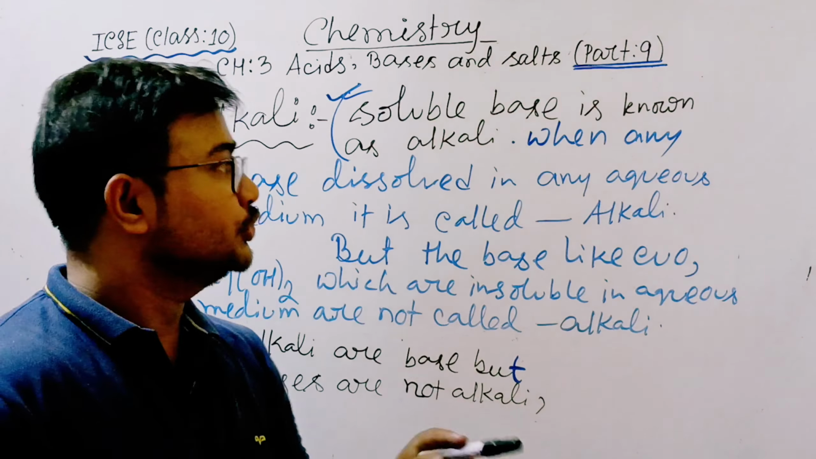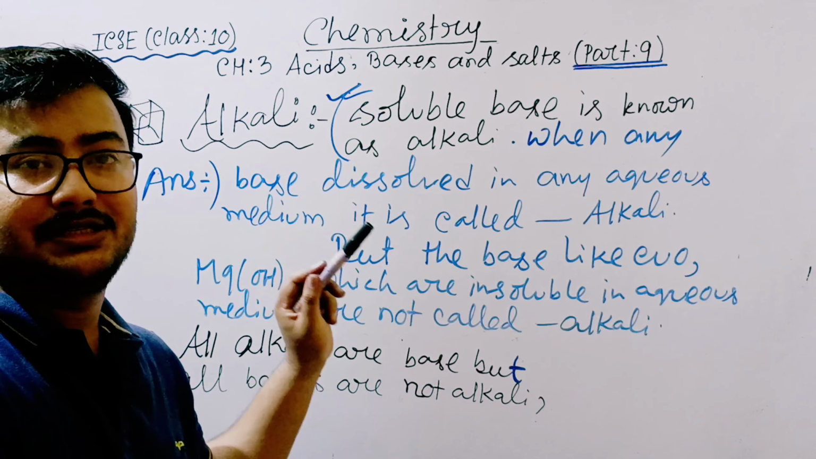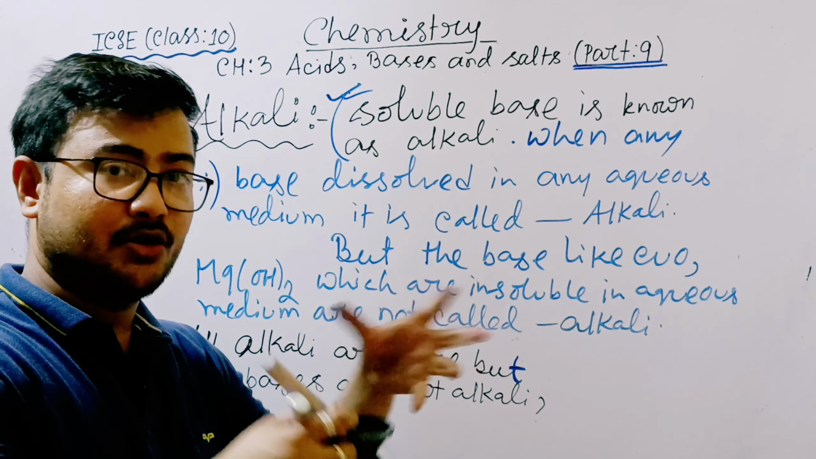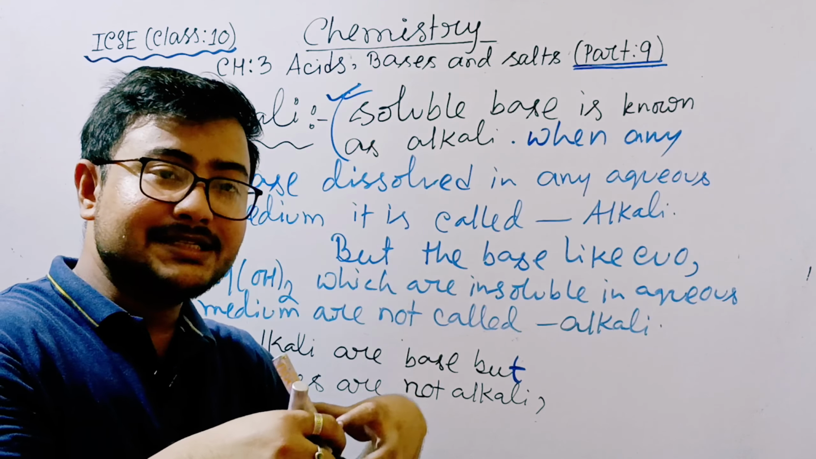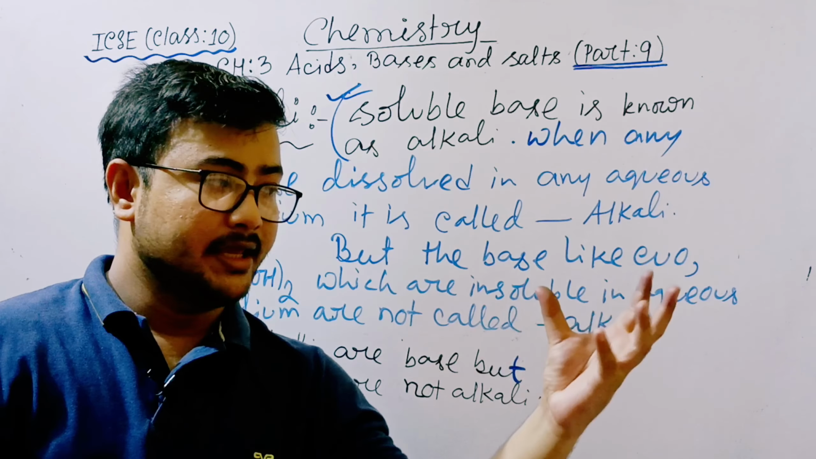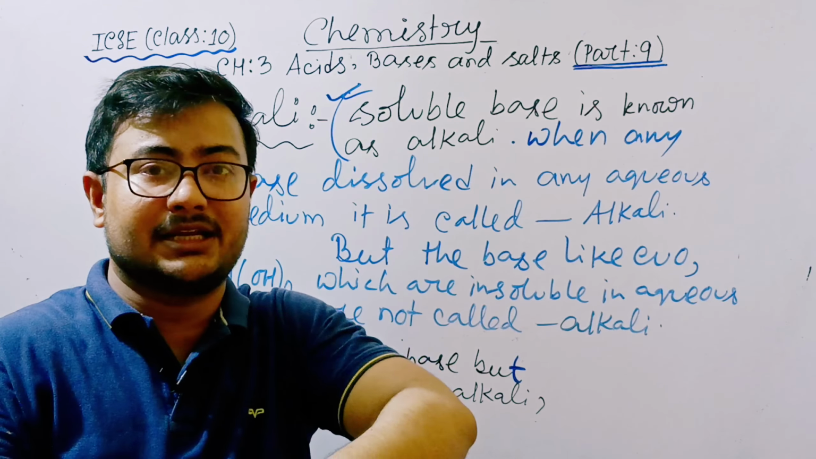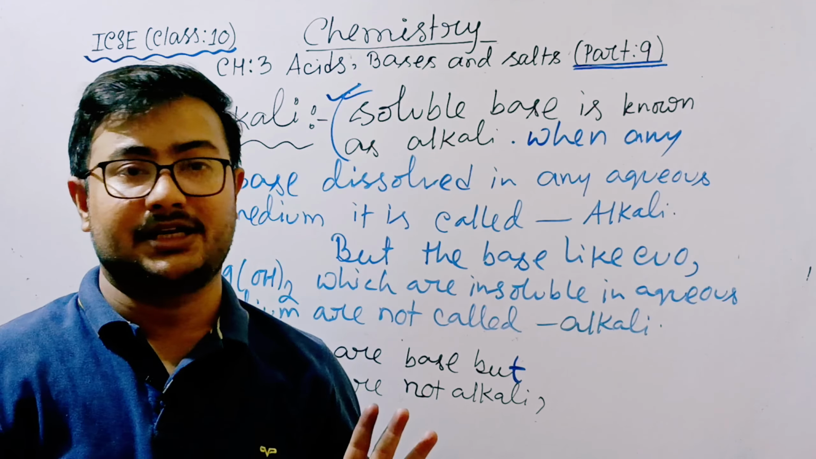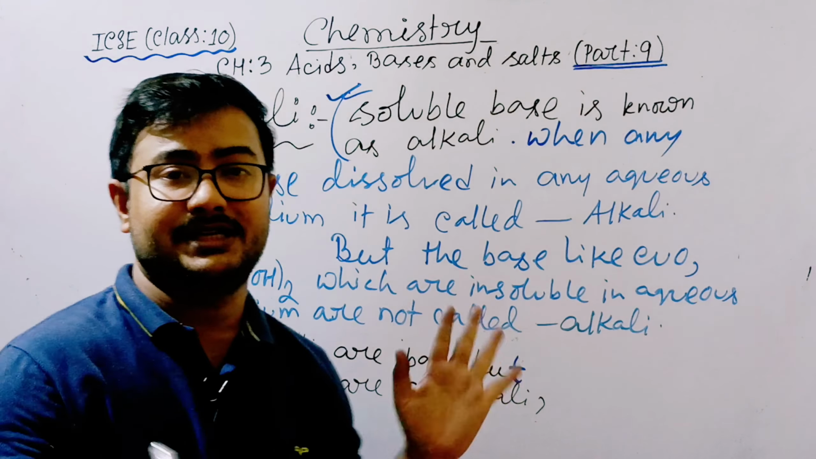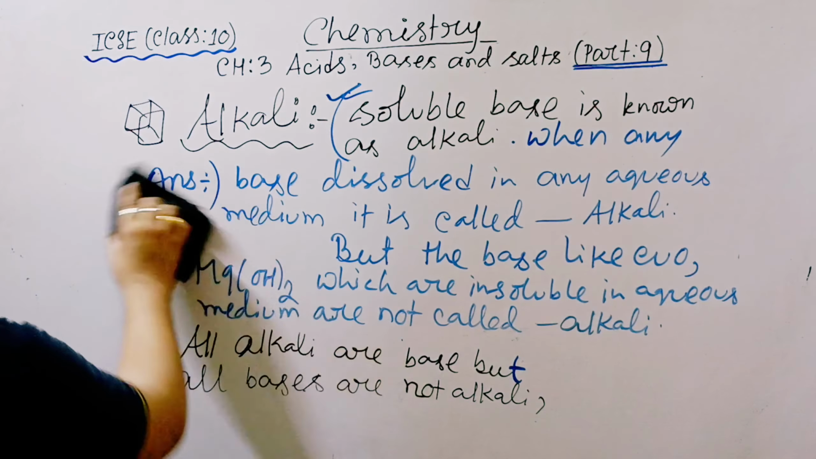You do not have to memorize all these lines. Just memorize the previous diagram that I rubbed, the one in a conical flask. Memorize this diagram and write down or make your own answer. Any base, if dissolved, is called alkali. If it is insoluble, it is not called alkali. So based on this previous diagram, make your own answer. Don't memorize anything.